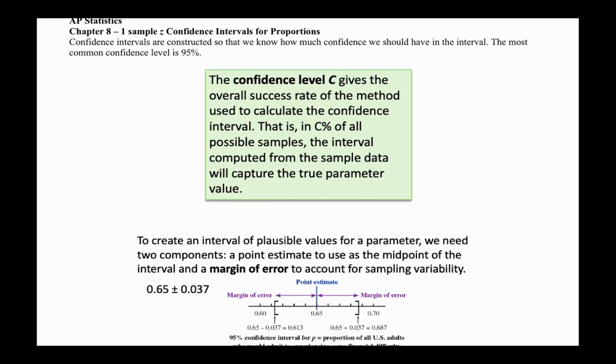Confidence level is what you guys said. How confident are you in your number here, right? You got more confident as your interval got bigger, right? So confidence level gives the overall success rate of the method used to calculate the confidence interval. That is, in C% of all possible samples, the interval computed from the sample data will capture the true parameter.